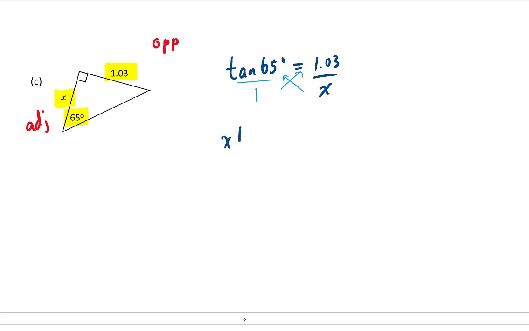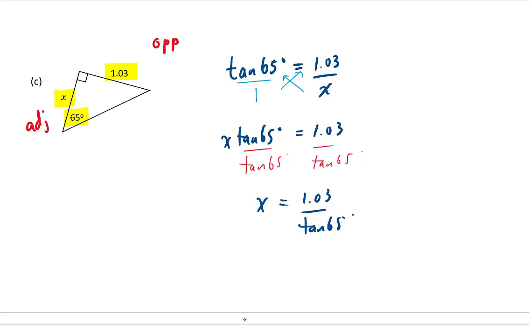And we get that x tan of 65 is equal to 1.03. Dividing both sides by tan of 65 tells us that x is equal to 1.03 divided by tan of 65. And once again, we just need to do our calculator work. And we see that x is approximately equal to 0.48 units.